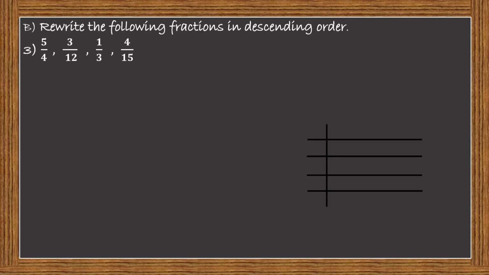Now let's take the third example. Now observe the fractions. It is 5 upon 4, 3 upon 12, 1 upon 3 and 4 upon 15. Neither the numerators are the same, nor the denominators are the same. Hence it is an unlike fraction. And how to compare unlike fractions? By converting them into like fractions.